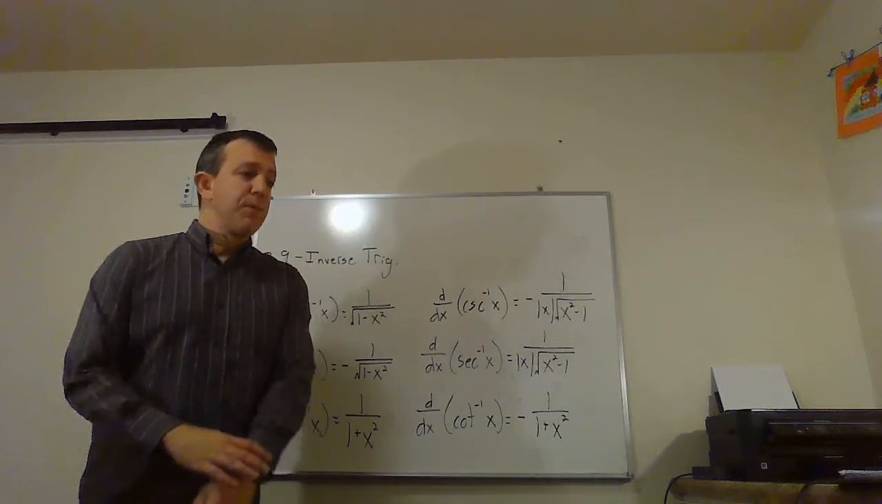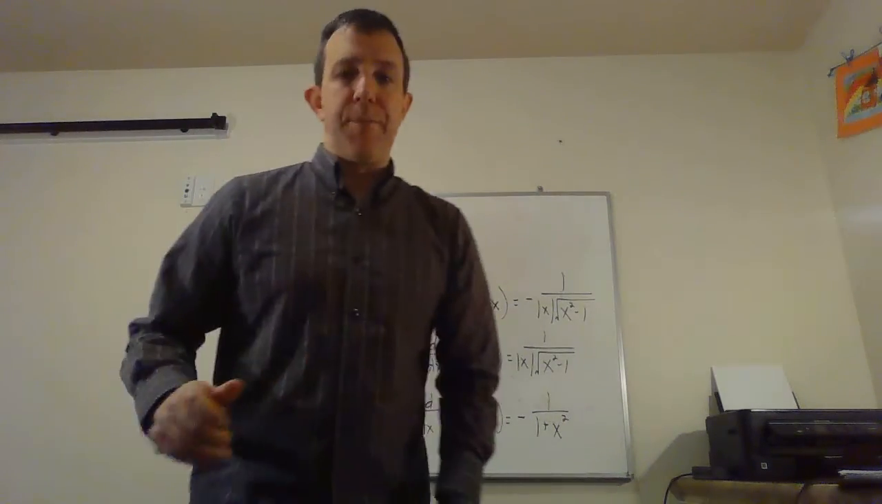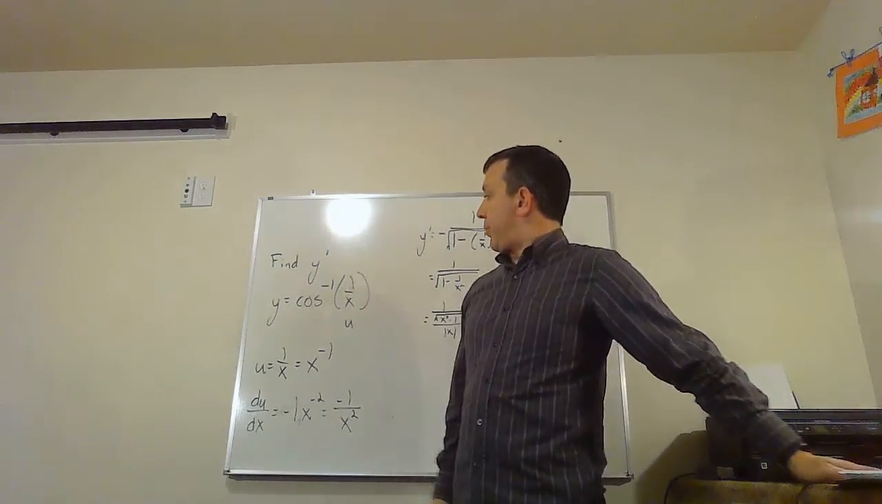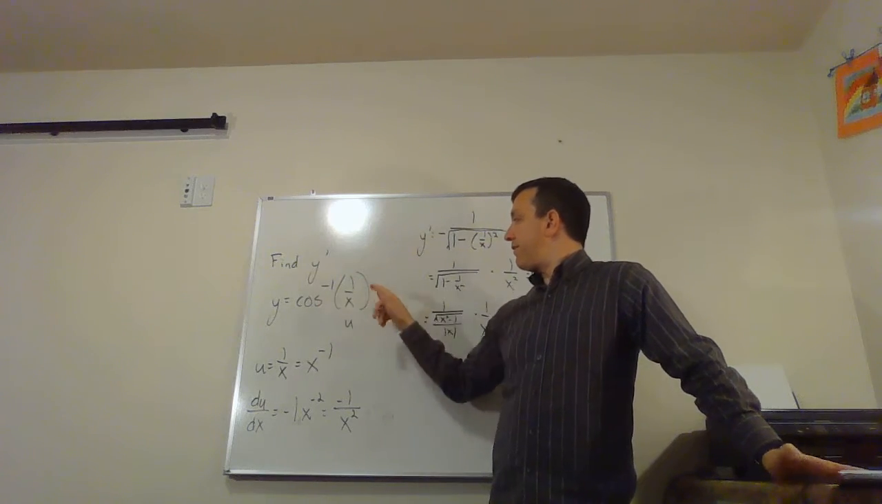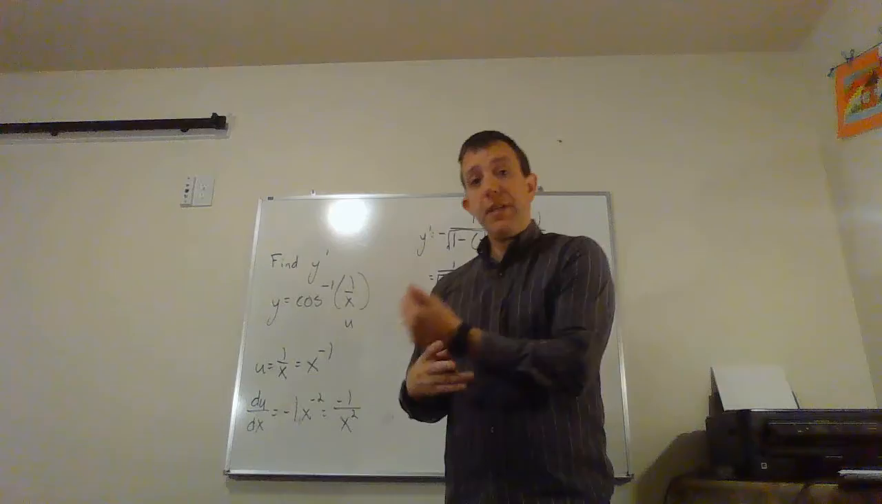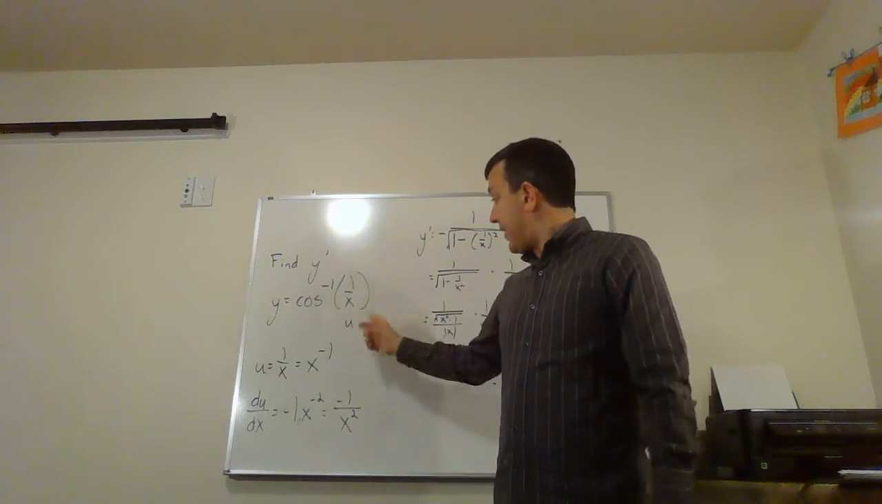So let's look at 2 examples. We'll do one on the next board, and then one more after that. Let's take this derivative. Find y prime, where y is equal to the cosine inverse of 1 over x. As always, if you have a chain rule, it's not a bad plan to identify that inside piece first and take its derivative.